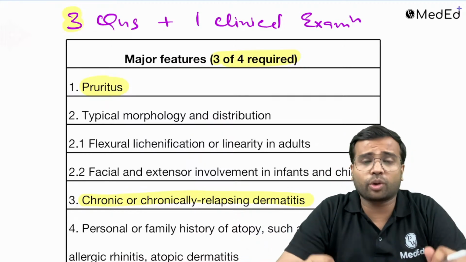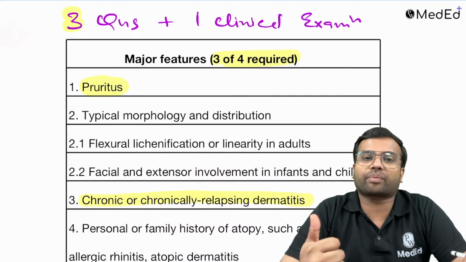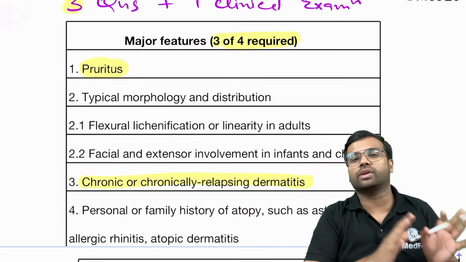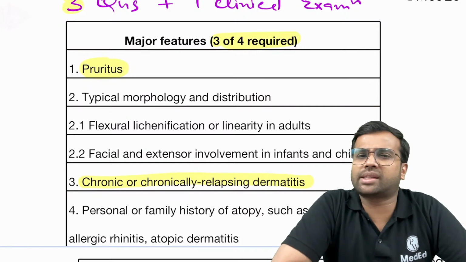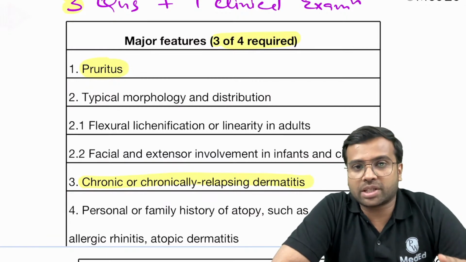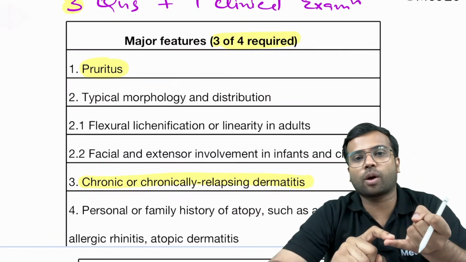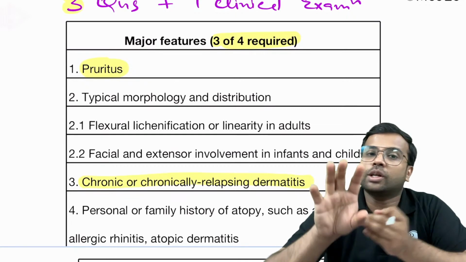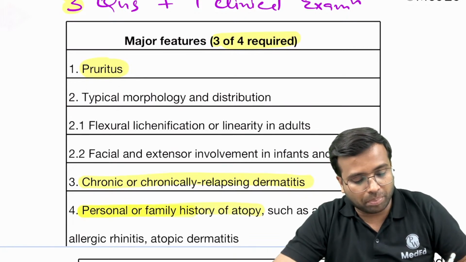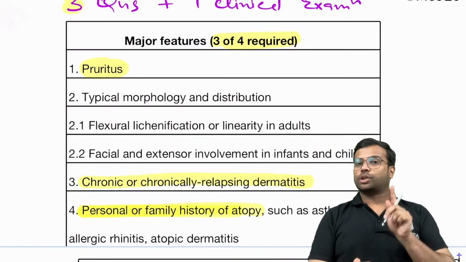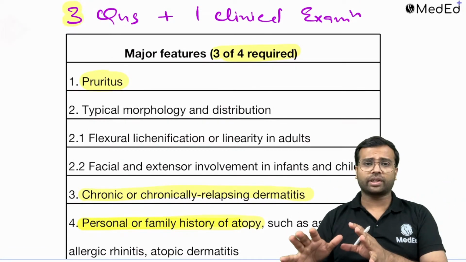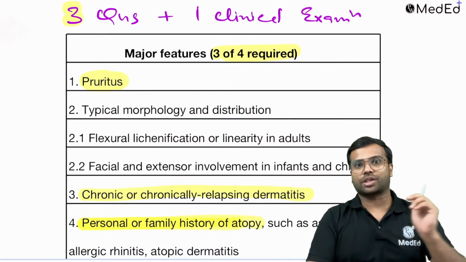Third one is, you're going to ask the patient, do you have bronchial asthma, allergic rhinitis, hay fever, something as such? Even if the patient says that no, I don't have this problem of a wheeze, if you ask a family history, the patient would say that yes, my parents or my siblings are having this problem. So there would be some family history of atopy. So that is going to be personal or a family history of atopy. So remember 3 questions: whether there is any itching, whether there is a chronic course of the disease, whether there is a personal or a family history of atopy.